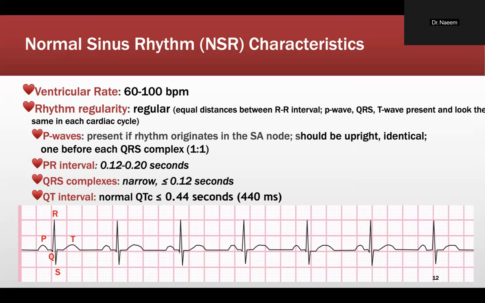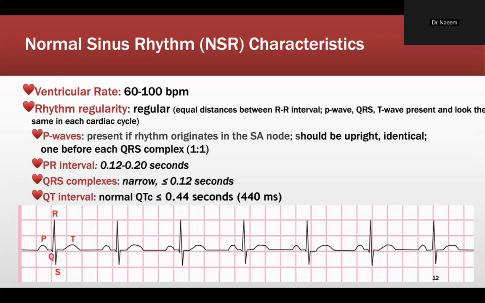So you can see at the strip at the bottom, it's pretty uniform. The P waves are present if the rhythm originates in the SA node. They should be upright, identical, and right before the QRS complex. And then the PR interval, 0.12 to 0.2 seconds. QRS complexes are narrow. They are 0.12 seconds or less. And then the QT interval, which is 440 milliseconds.